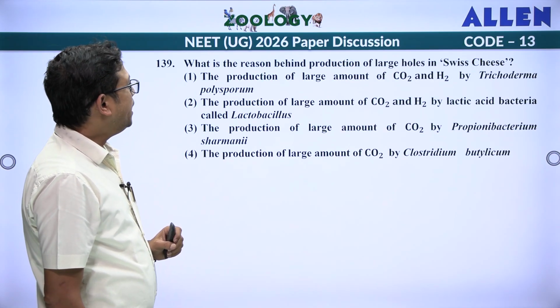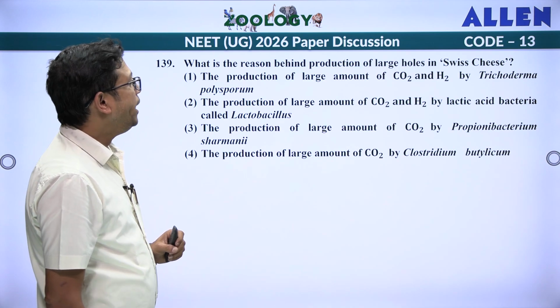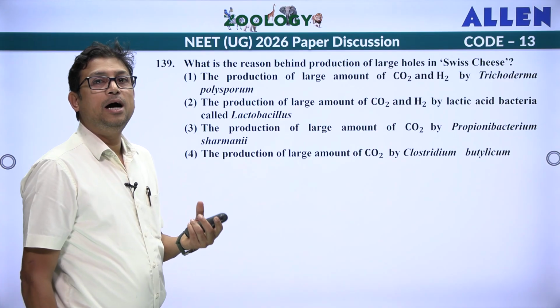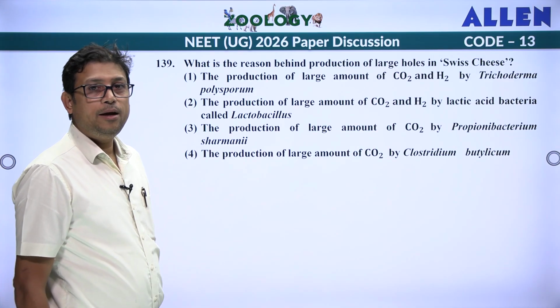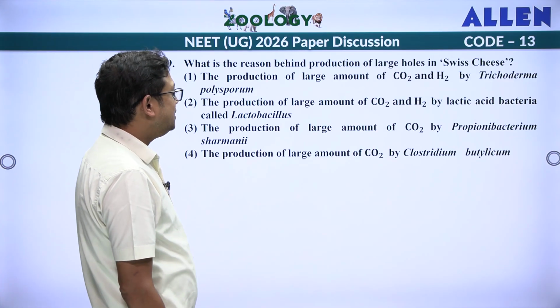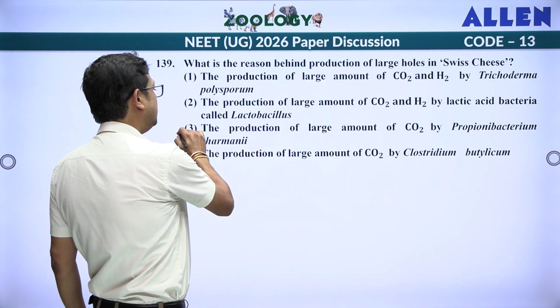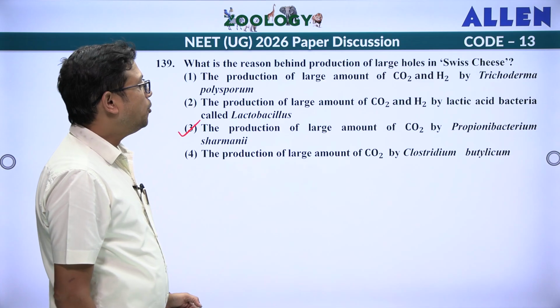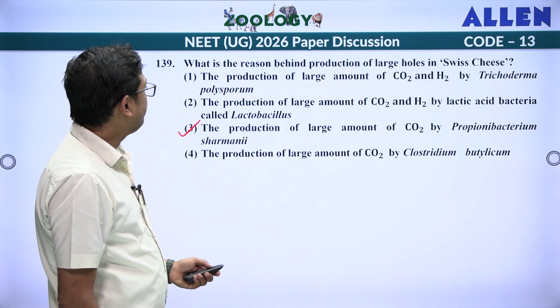What is the reason behind the production of large holes in Swiss cheese? We know it is due to the large amount of carbon dioxide produced by a bacterium, Propionibacterium sermani. So, third one is the direct answer. The production of large amount of carbon dioxide by Propionibacterium sermani.